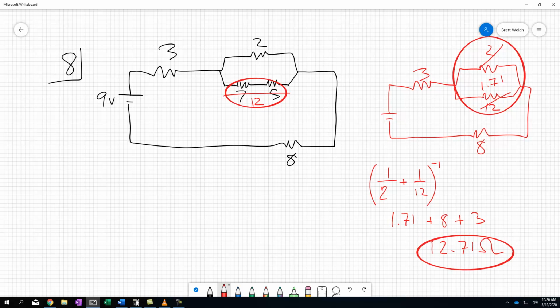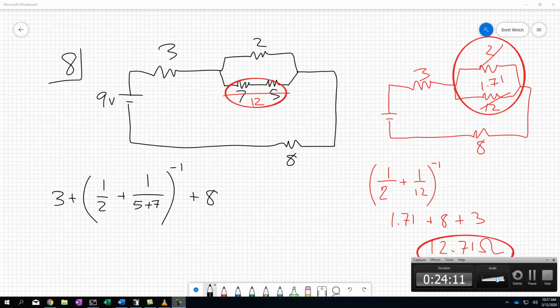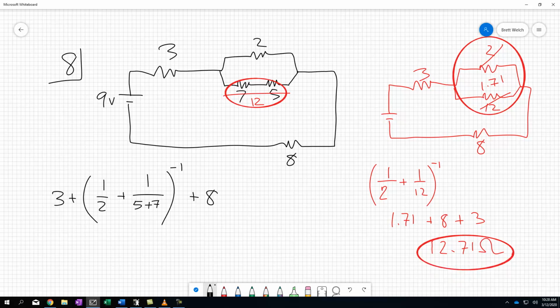Now, I want to make this clear. It is possible to add the whole circuit at once. But to do it would look like this. 3 plus, we have a parallel connection. So now we do the parentheses. (1/2 + 1/(5+7))^-1, because they're in series, they would add together like that, plus 8. I mean, you could do it all at once. I'm a person who likes to break it down a piece at a time. But that's kind of where I go at it. Okay, so now that we know the total resistance, we're actually going to take this question and go to question 10.